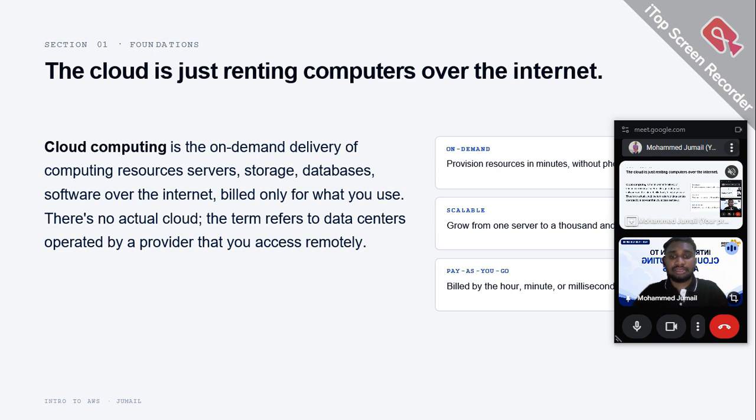Next one is what is cloud computing? Cloud computing means using computing resources such as servers, storage, databases, and software through the internet instead of physical hardware. Earlier, companies had to buy expensive servers and maintain them manually, but with cloud computing, resources can be accessed anytime online. One major advantage is scalability, meaning businesses can increase or decrease resources on demand. Another advantage is the pay-as-you-go model, where users only pay for what they use.